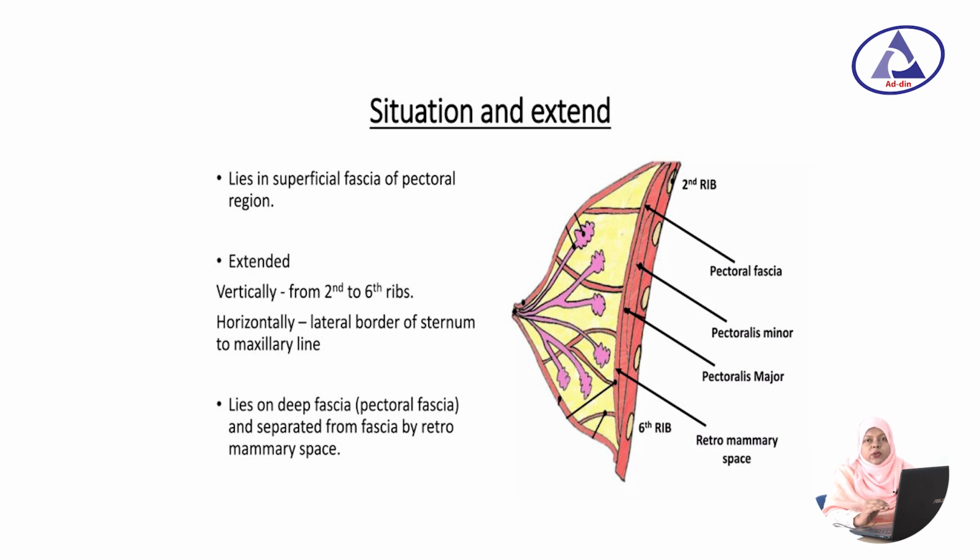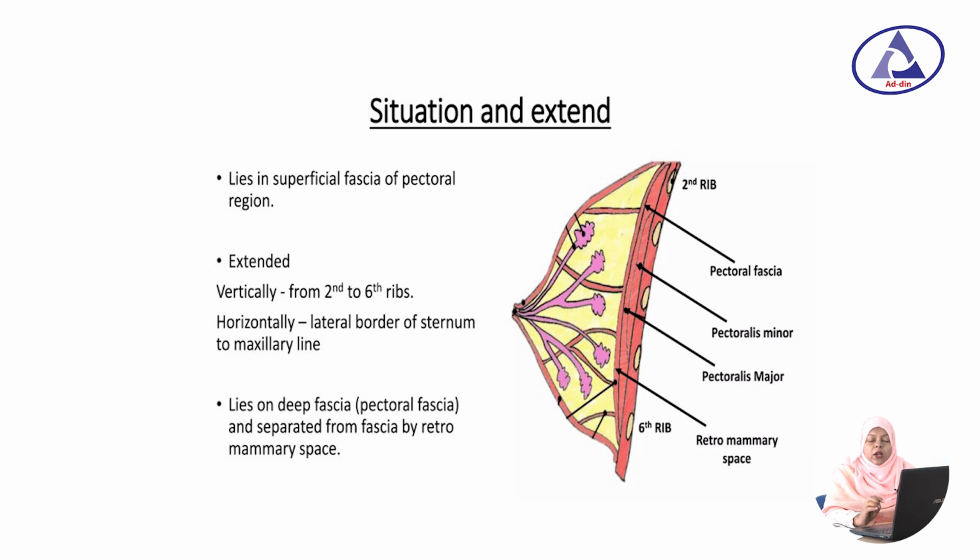Now the structure that lies below this superficial structure is the deep structure, that means the deep fascia of the pectoral region. I am saying again, breast lies over a superficial fascia. That's why it is a movable structure. This superficial structure lies just above the pectoral fascia, above the pectoral region. Extension: vertically it extends from the 2nd to 6th rib, and horizontally it extends from the lateral border of the sternum to the mid-axillary line.